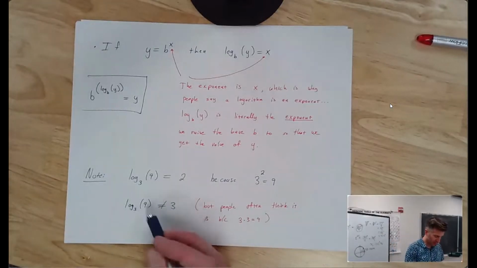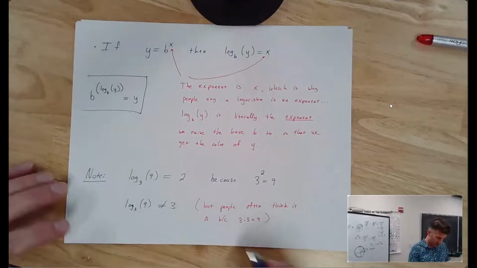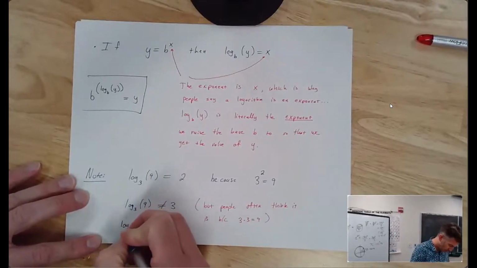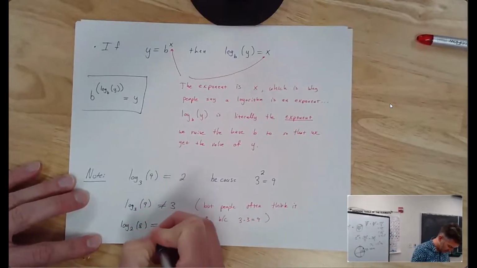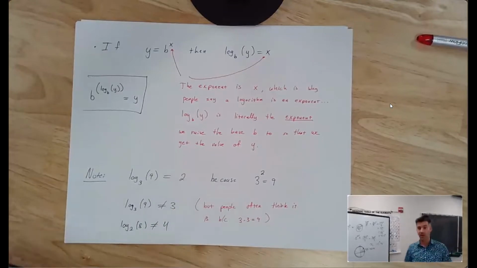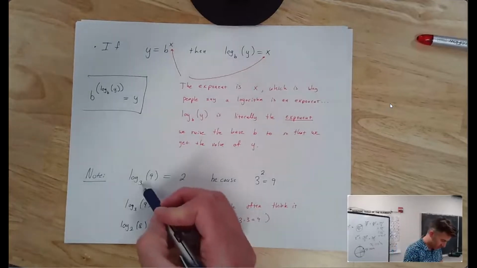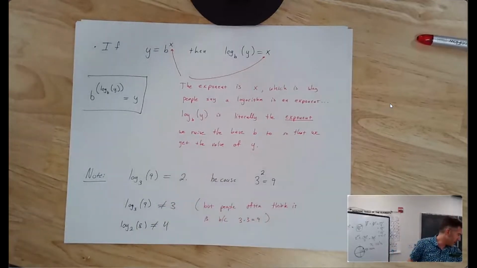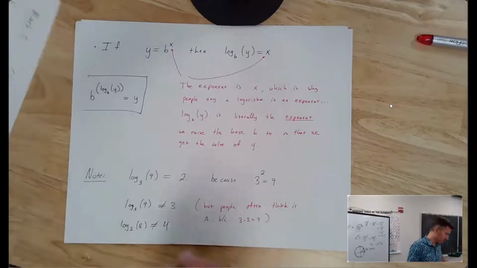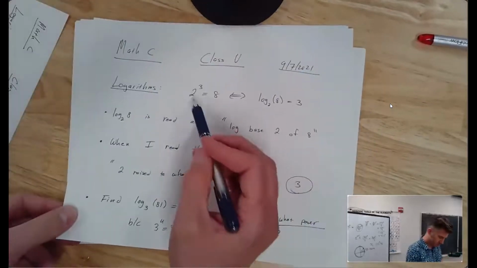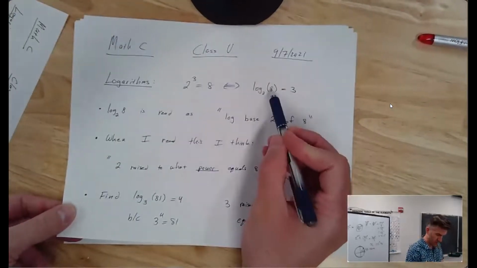So yeah, I just want to point out, right, this is not equal to 3. In a similar way, log base 2 of 8 is not equal to 4. Right? We're not looking for the thing that you multiply the base by. Right? 2 times 4 is 8. 3 times 3 is 9. We're not looking for that. We're looking for the thing that you raise the base to as a power. 3 squared equals 9. 2 cubed equals 8.